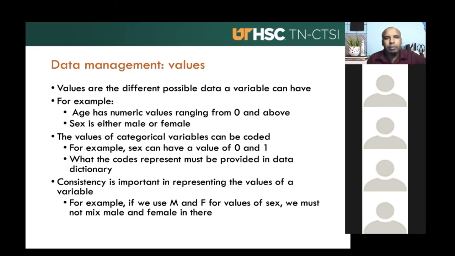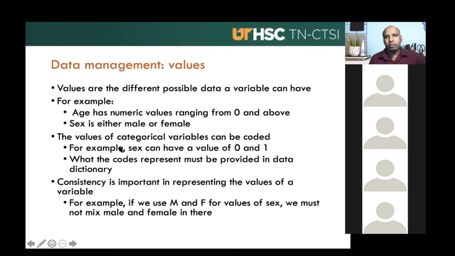So the other important aspect of data management is about values. The values are the different possible data a variable can have. For example, age has numeric values ranging from 0 and above, and biological sex is either male or female.